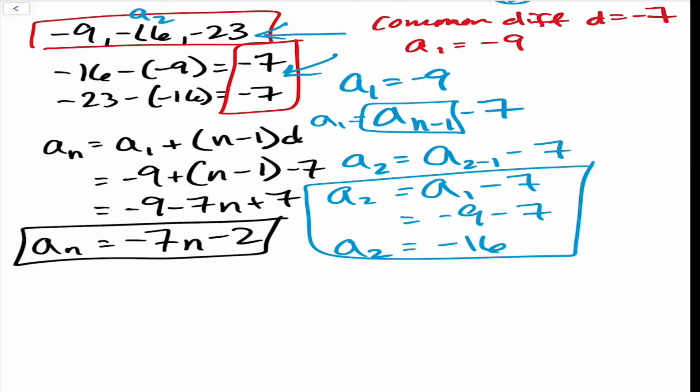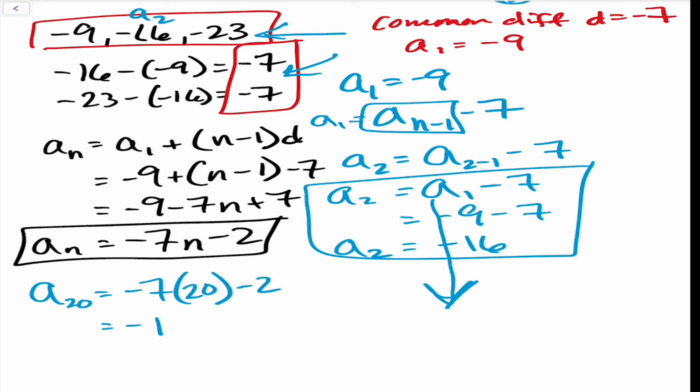Well, let's say I want to find my 20th term. I can either go through my recursive formula all the way to the 20th term, or I can just say a sub 20 equals negative 7 times 20 minus 2. That's negative 140 minus 2. So my 20th term will be negative 142.